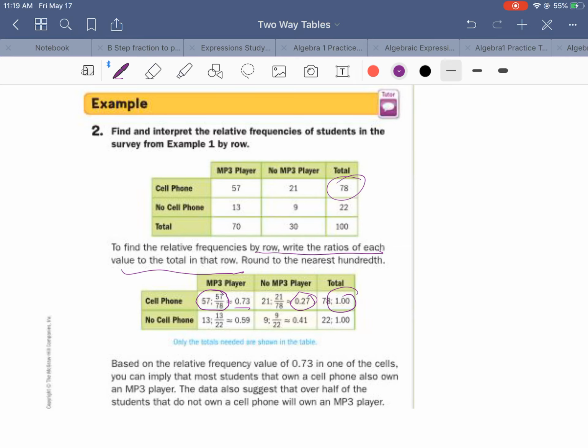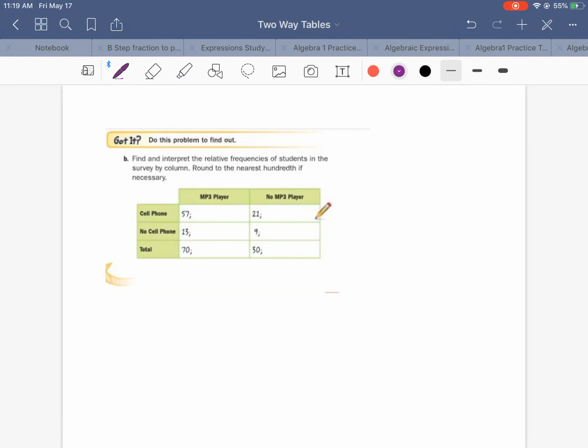For no cell phone, you take 13 out of 22. So 13 over 22, that gives you 0.59. 9 out of 22 are 0.41 with no MP3 for a total of 1.0. Based on the relative frequency value of 0.73 in one of the cells, you can imply that most students that own a cell phone also own an MP3 because it's a pretty high percentage. The data also suggests that over half of the students that do not own a cell phone will own an MP3 player because everybody's got to have their music, right?